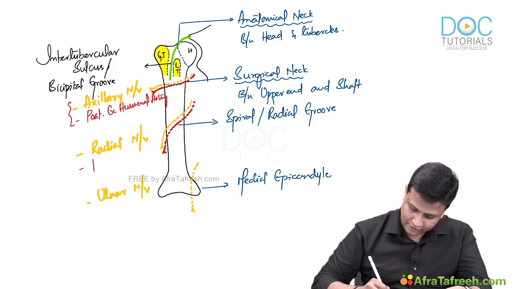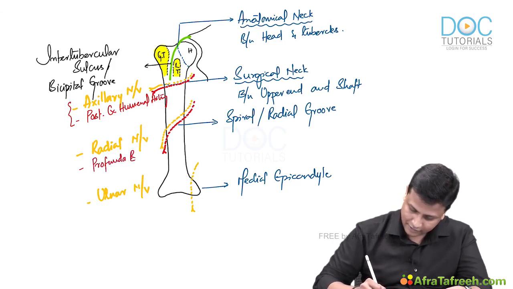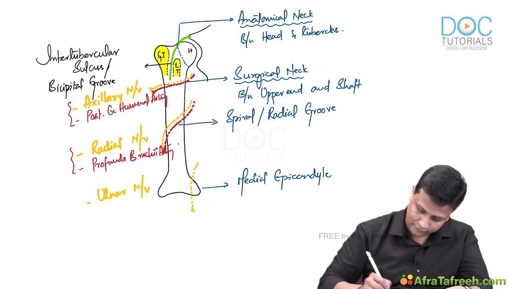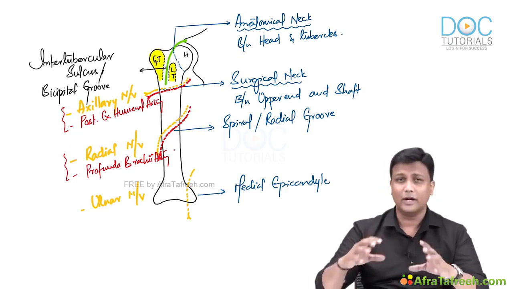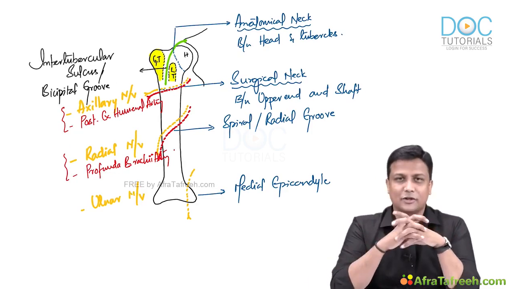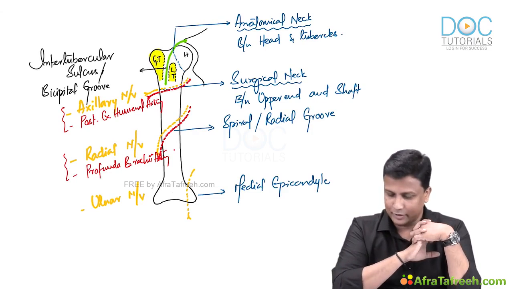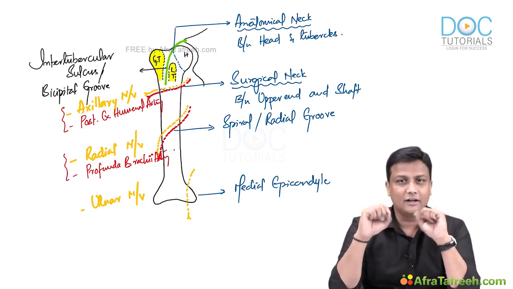So along with the radial nerve, you'll be having profunda brachii artery. Profunda brachii artery is the one which is going along with the radial nerve, guys. Awesome. And this one picture here, one diagram here, there are so many MCQs which are possible here, guys. So please take care about that one. So that completes all the three nerves related to humerus.